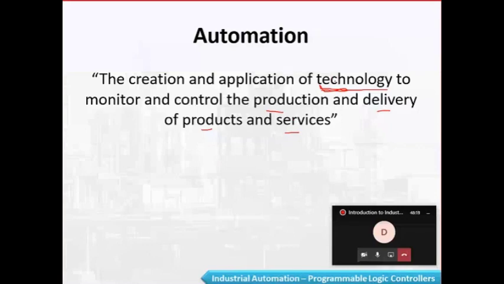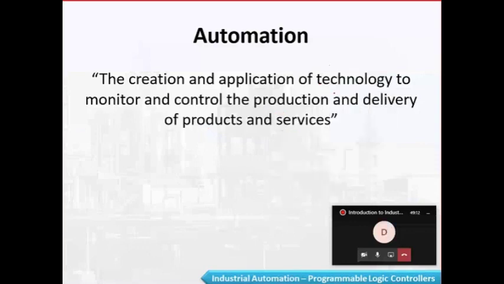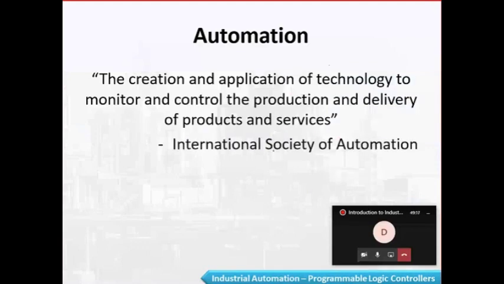So if there is no technology, what will we do? So actually, what automation means is, for monitoring and control of the production and delivery of products and services, we replace human by technology. Right? So that's the definition I took from this source, the International Society of Automation. That's the definition they gave for automation.